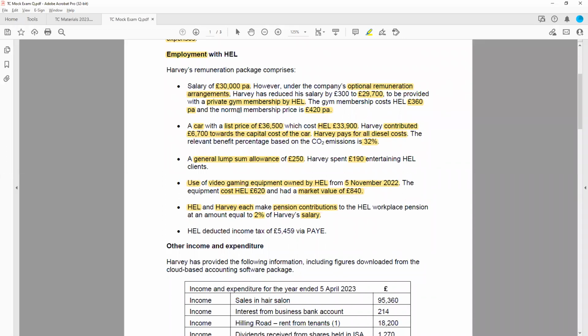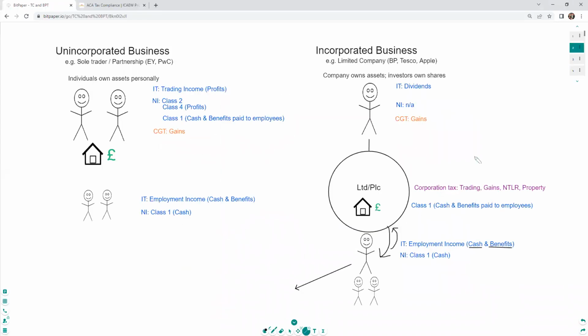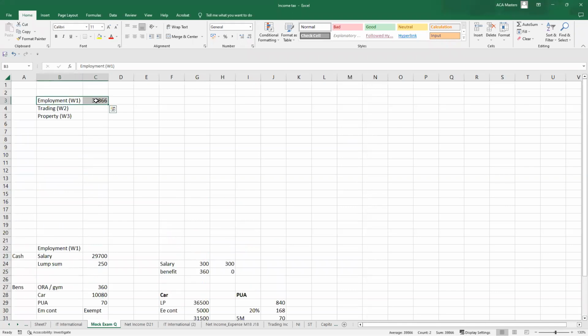Then we are told that the employer deducted income tax via PAYE. Of course, we know that's how it works for employees. The employer pays them their salary, but the employer withholds the tax, and then the employer pays the tax over to HMRC. That's why if you're just an employee, you don't need to fill in a tax return, because your employer will pay you your income, but they would have already deducted all of the tax.